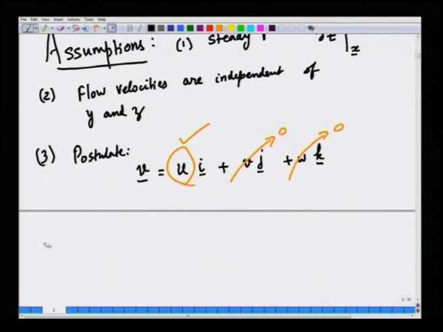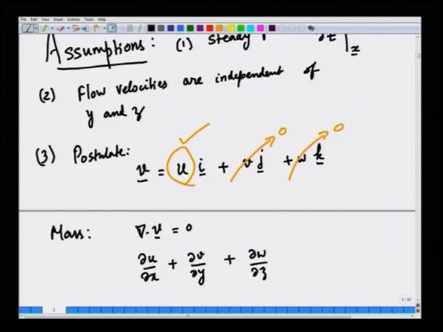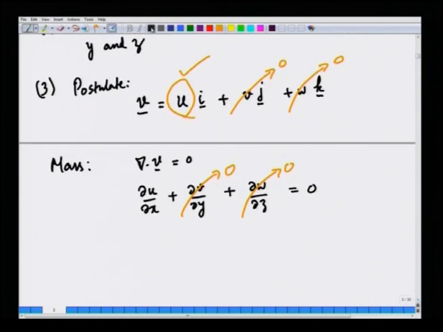So, let us look at the governing equation. We will first take the mass conservation equation, which is del dot V is 0. In Cartesian coordinates, you will get partial u by partial x, plus partial v by partial y, plus partial w by partial z is 0. Since we have assumed that v is 0 and w is 0, the mass conservation equation is going to tell us that partial u by partial x is 0.